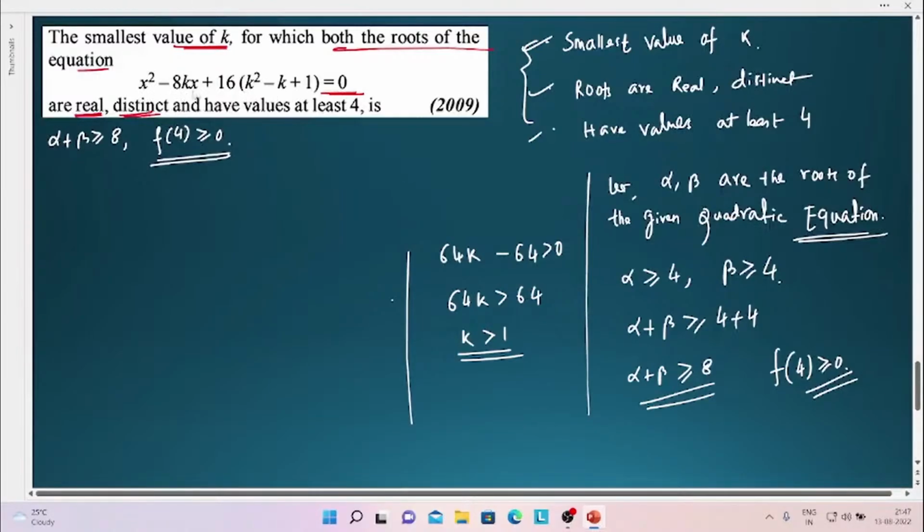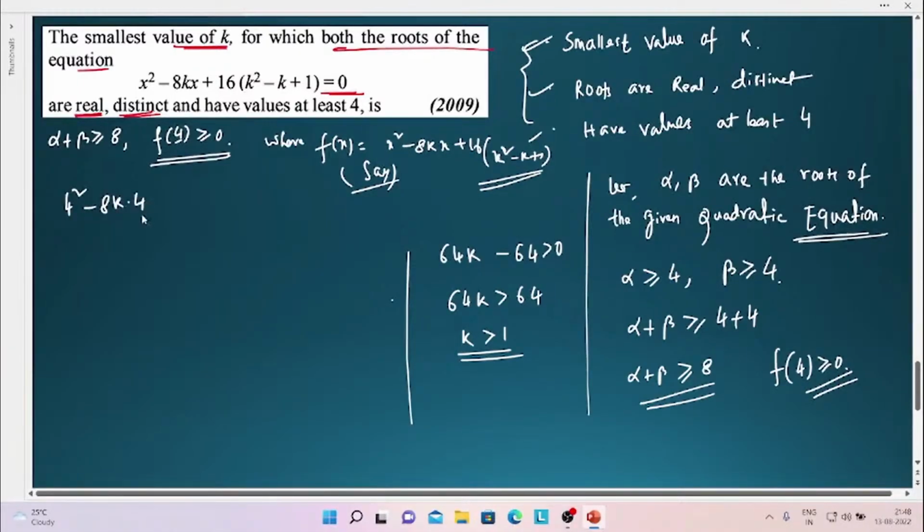Here f means that particular expression, where f of x is nothing but x square minus 8kx plus 16 times (k square minus k plus 1), right? This is the given expression. So let me put 4 in there. So it will be 4 square minus 8k times 4 plus 16 times (k square minus k plus 1), which is greater than or equal to 0 by that condition, right? So 4 square will be 16.